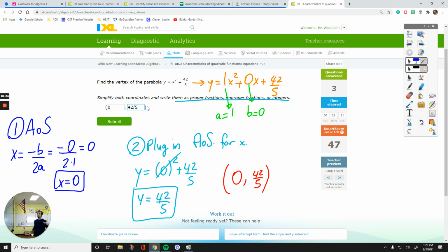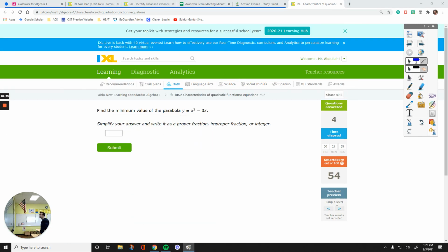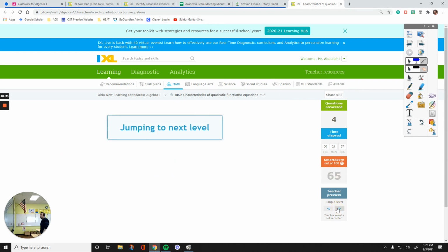And let's just talk about whether this has a minimum or maximum. So this is going to be a minimum because I have 1x squared. It's a positive number. The graph is going to look like this. It'll open up, so I will have a minimum point. Okay? That point 0, 42 over 5 is going to be the minimum, the bottom point of the graph. Let's do one more. Minimum value.